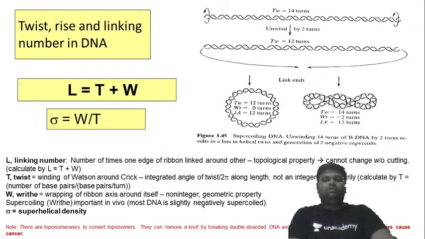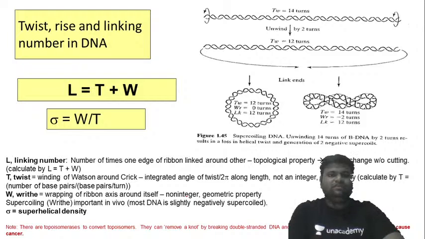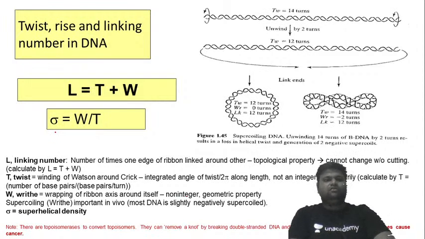Then there is a concept of linking number, twist, and writhe. L is the linking number, and it is constituted from T plus W. T is the twist and W is the writhe. So linking number is the number of times one edge of a ribbon is linked around the other. It is a topological property. It cannot change without cutting.